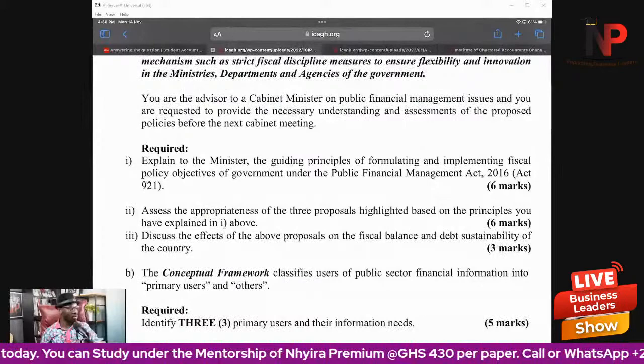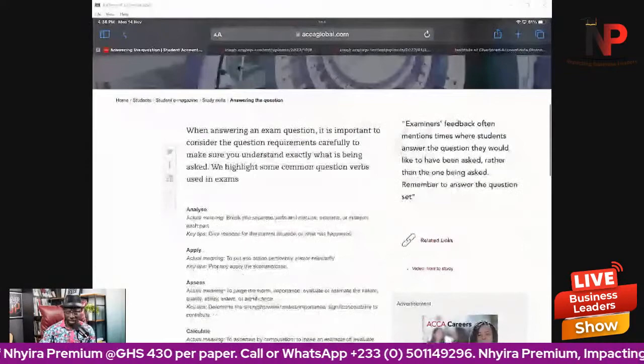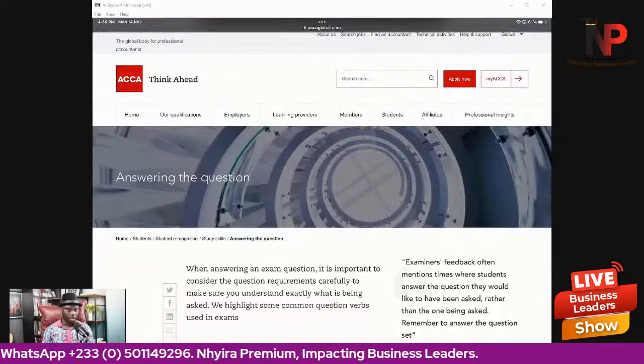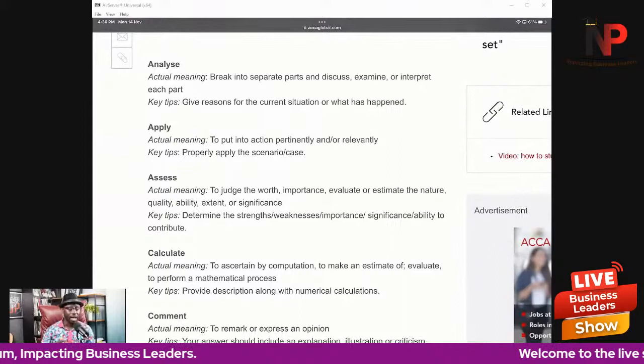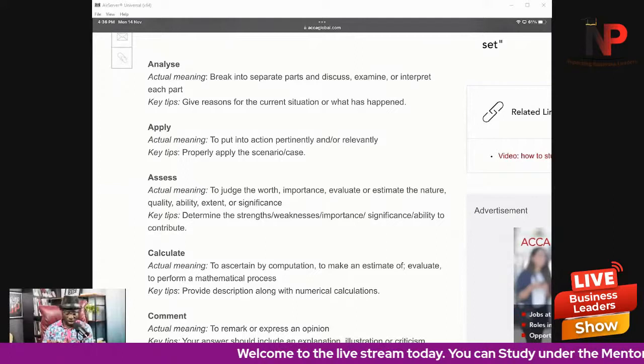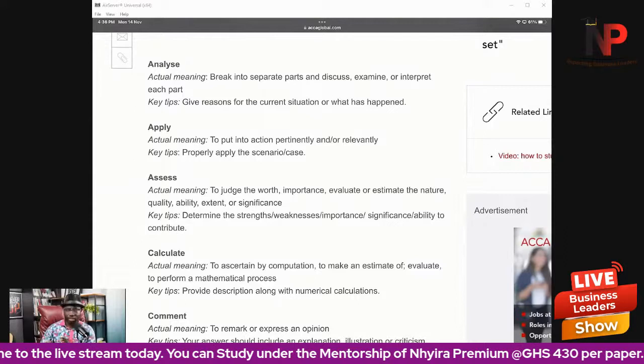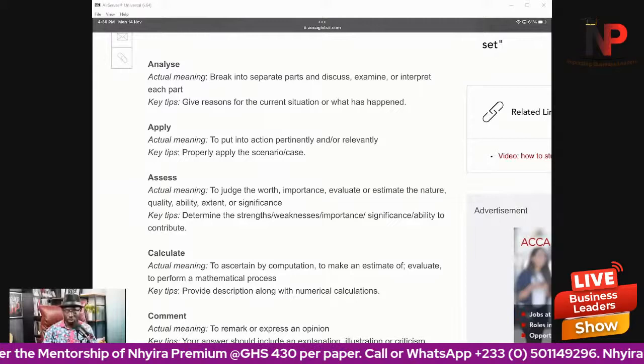So let me go straight up. This is not anything. This is available online on the ACCA website. So on the ACCA website, they provide some of these key verbs that we must understand what they are and how we use them in the exam. So I'm going to go through these key verbs from the ACCA and also share my thoughts on how they are going to be playing out in the question. And if the examiner mentions them, how you are supposed to actually answer questions relating to these key verbs.